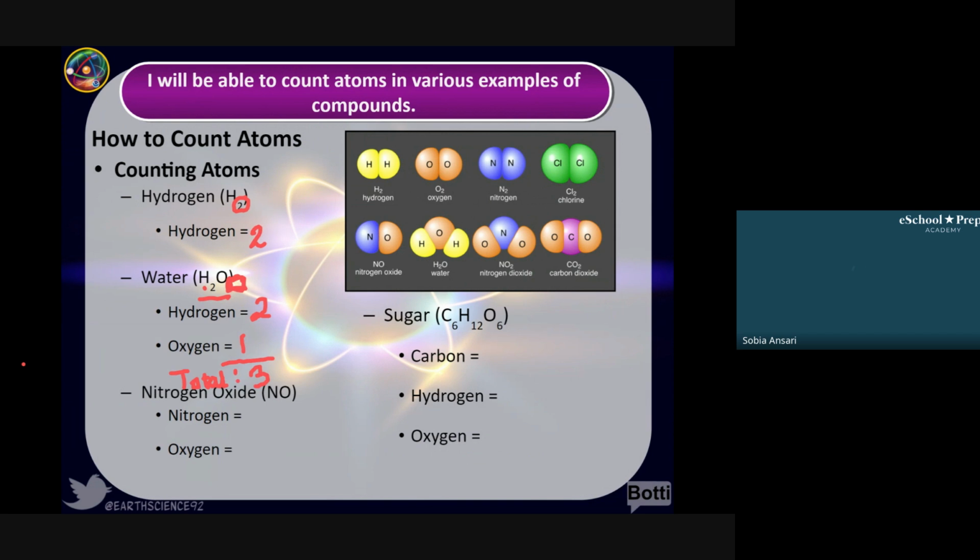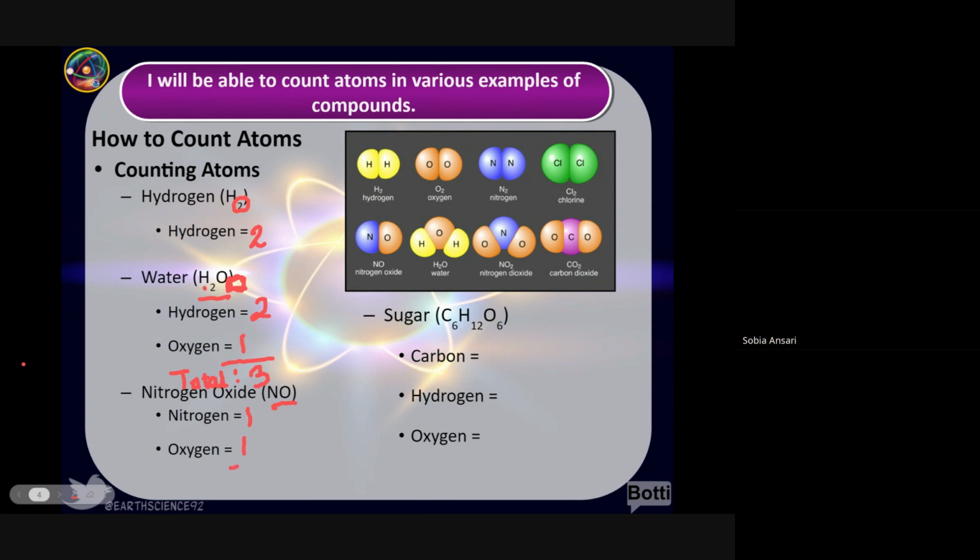For the compound nitrogen oxide, we don't have a subscript for both of them. So we're going to assume there's one nitrogen and one oxygen atom present. The total number of atoms would be 2.